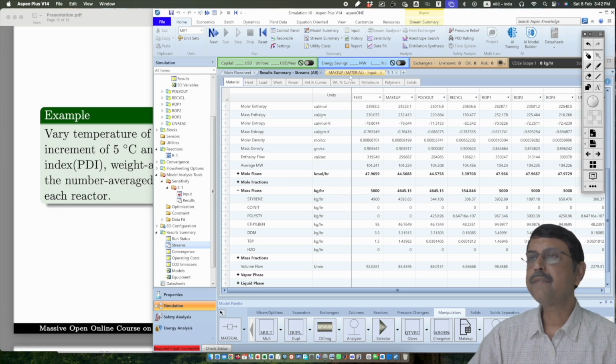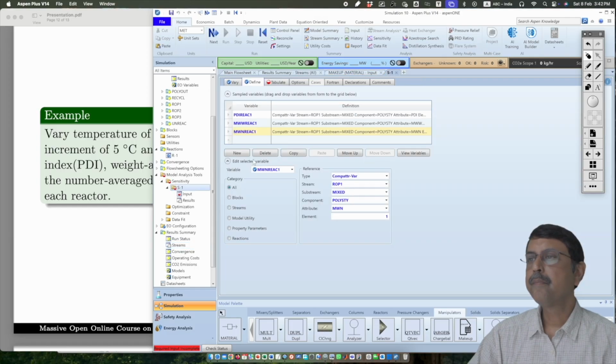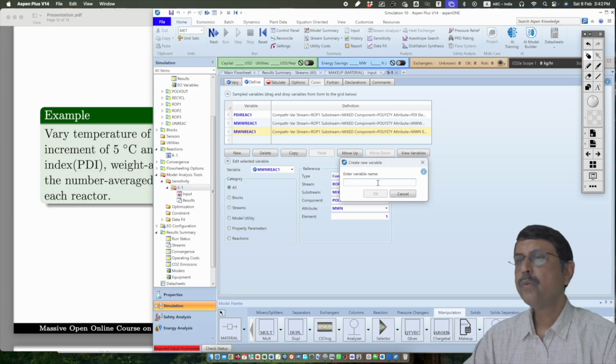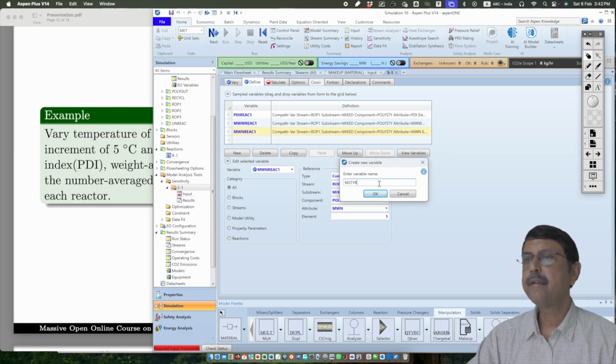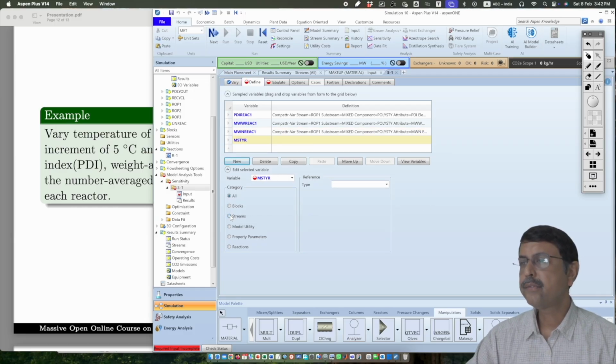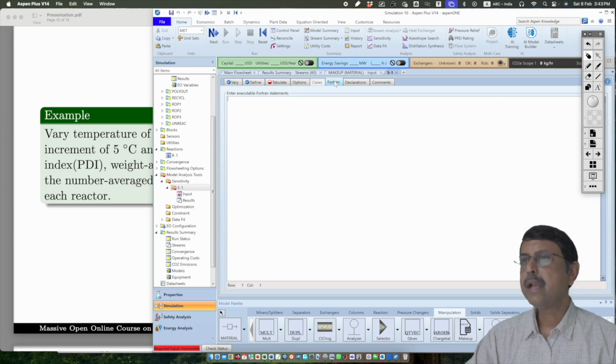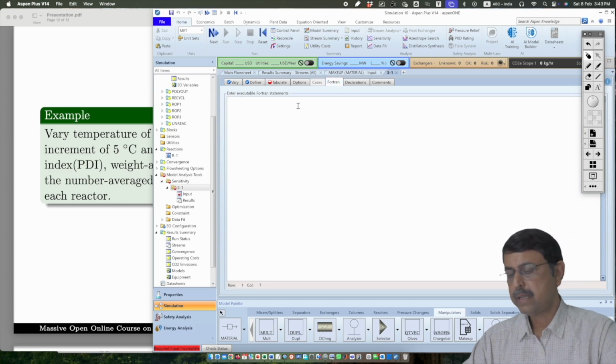So we have to identify, we have to bring in, say, makeup styrene, which is a stream variable of mass flow, stream makeup, component styrene, and we will put a Fortran command over here, that is conversion 1.